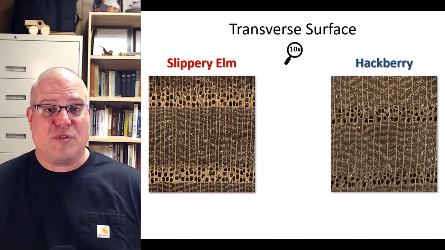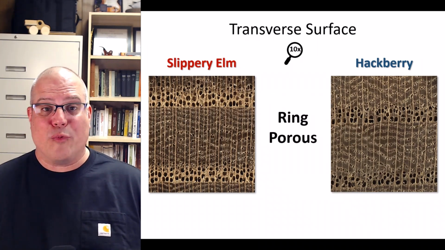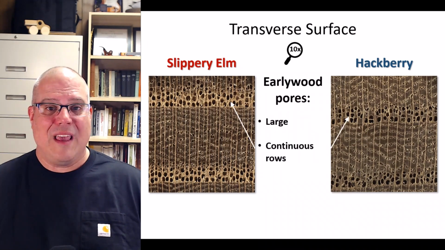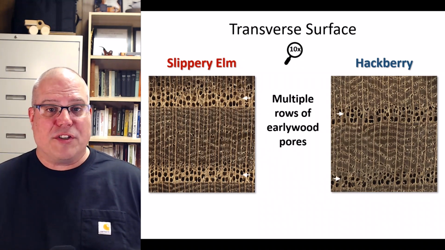Finally, let's look at some transverse features. Both woods are ring porous. And both slippery elm and hackberry have larger early wood pores in continuous rows. This feature contrasts with the small pores of discontinuous rows in the hard elms. The third common feature is the multiple rows of pores in the early wood.